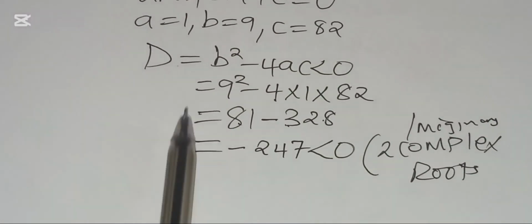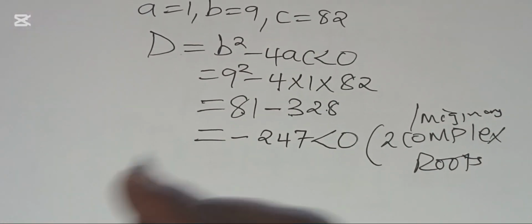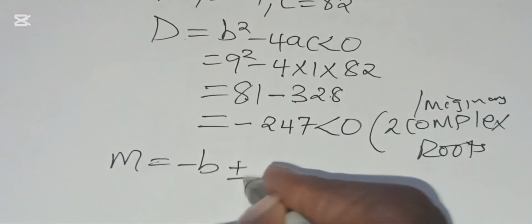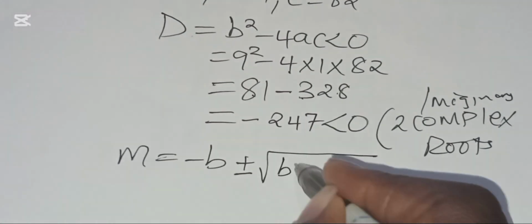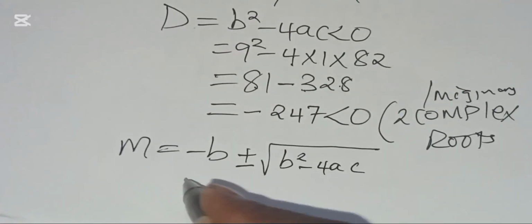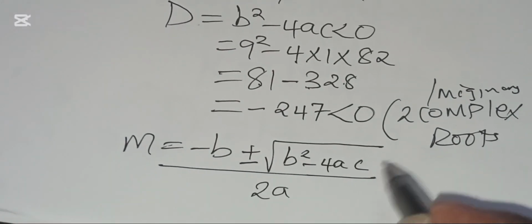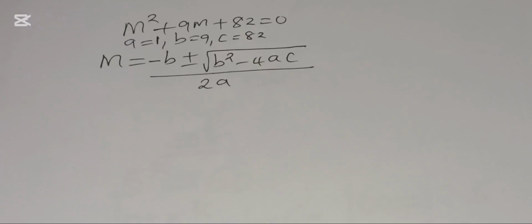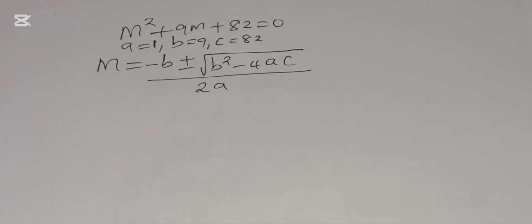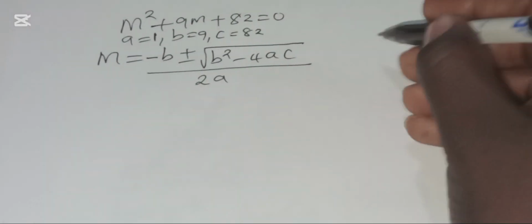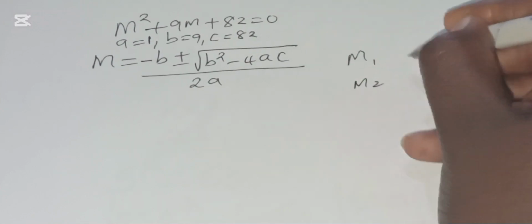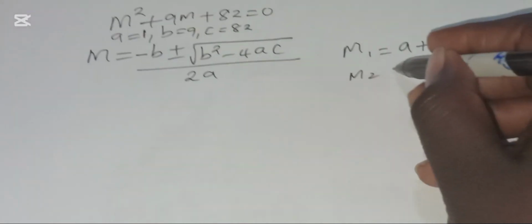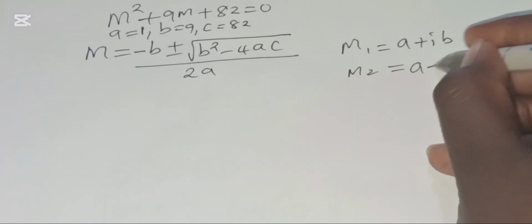Okay, so we can solve this quadratic equation using the quadratic formula, which is expressed as m is equal to negative b plus or minus the square root of b squared minus 4ac, divided by 2a. So let's solve for these values of the imaginary roots. We have the complex roots m1 and m2, which are expressed in the form m1 is a plus ib, and m2 is expressed as a minus ib.